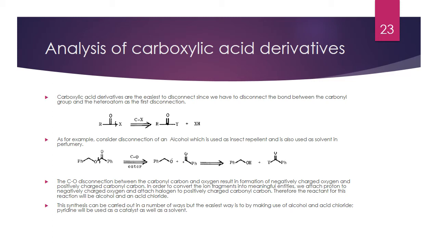So for example, we are considering disconnection of an alcohol, right? This example that we are using is an insect repellent, and it's also used in perfumery. So disconnection, yes, the carbon will have a positive charge and oxygen will have negative charge. Converting into useful fragments, we have to attach a proton to the negative charge, so we will get an alcohol. Here, this is one of the reactants, and to this positive charge we attach a halogen, a chlorine. So reaction of alcohol with the benzyl chloride will yield this ester in a useful way, right?